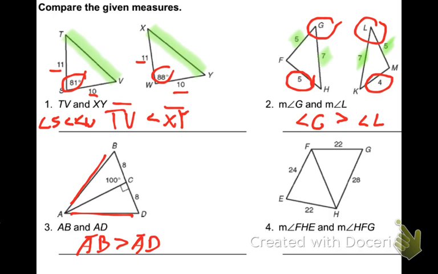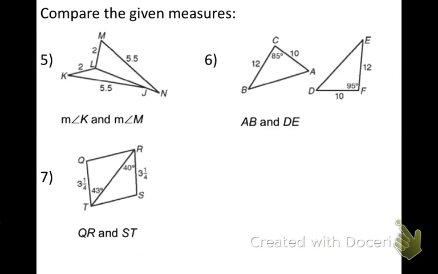And the very last one, measure of angle FHG and measure of angle HFG. So I'm looking at those two angles. What could you tell me about those two angles, Drew? Angle FHG is less than HFG. I agree with that, sir. Nice job. All right, take a couple seconds. Try these 3 out. Very similar type problems.